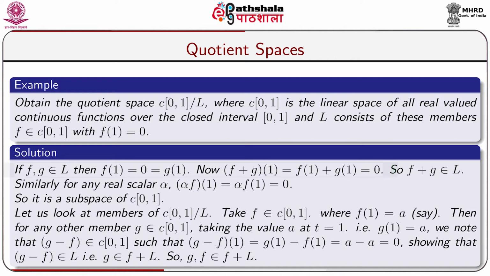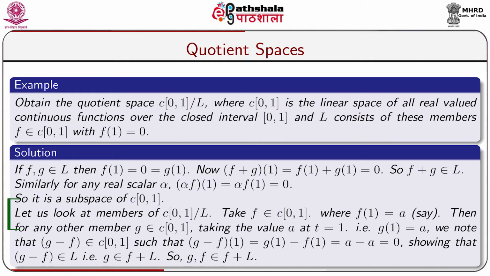Now, solution: if f, g belong to capital L, then f(1) equal to 0 is equal to g(1). Now, (f plus g)(1) is equal to f(1) plus g(1), which is again equal to 0. So, f plus g belongs to capital L, because L consists of all those members f in C[0,1] with f(1) equal to 0. Similarly, for any real scalar alpha, (alpha f)(1) is equal to alpha f(1), and as f(1) equal to 0, alpha f(1) is 0. So, it is a subspace of C[0,1].